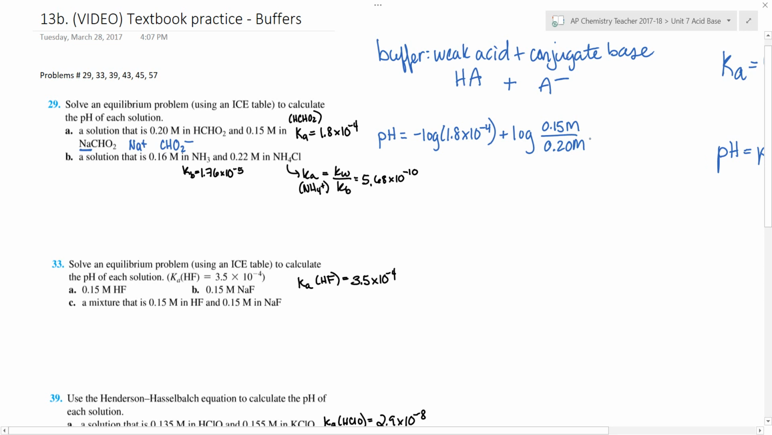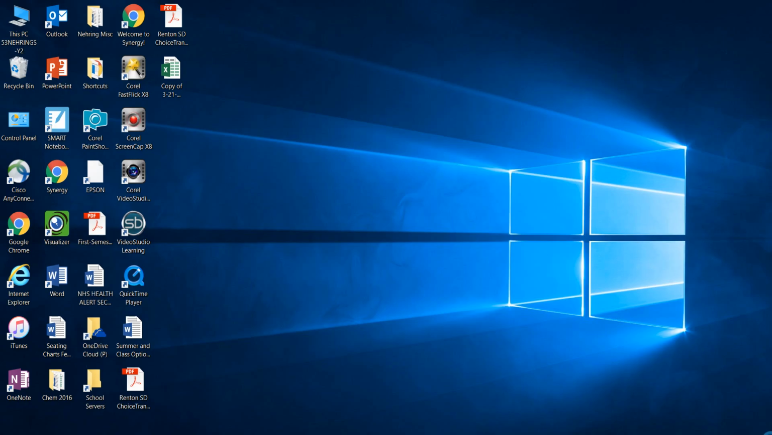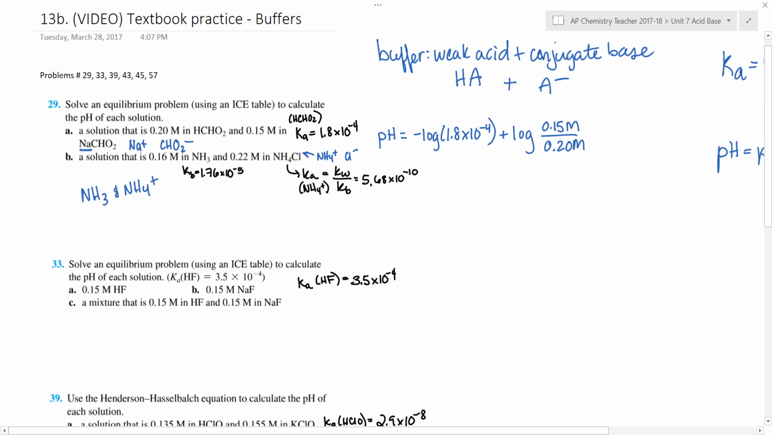Taking a look at part B, I can use the same equation because, again, it's a buffer. In this case, my buffer is NH3 and NH4. Because this right here is an ionic compound made up of NH4 ions and Cl- ions. Cl- is just going to be a spectator, just like in my earlier problem, sodium was a spectator. So these are my spectator ions. So this is my buffer, NH3 and NH4. In this buffer, NH4 is the acid. And again, I can spot the acid because the acid is the one that has more hydrogens.